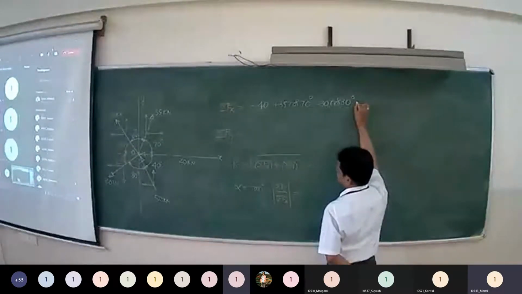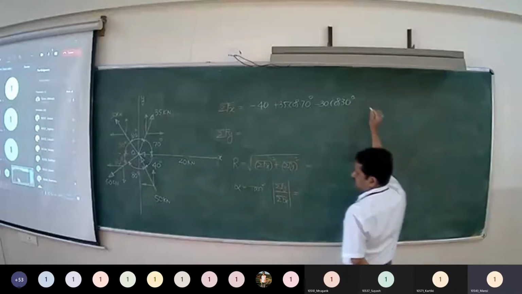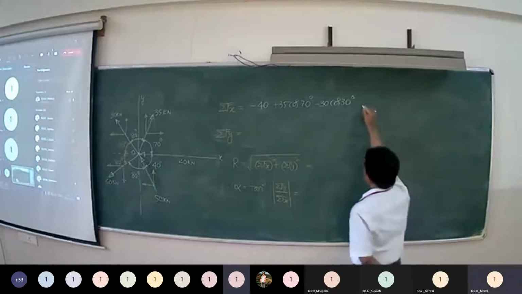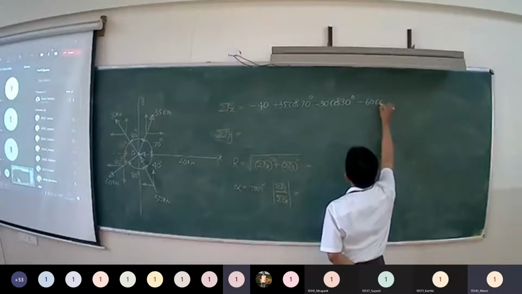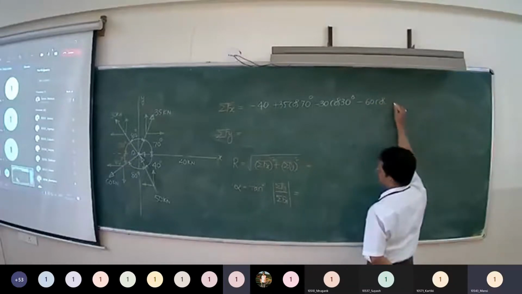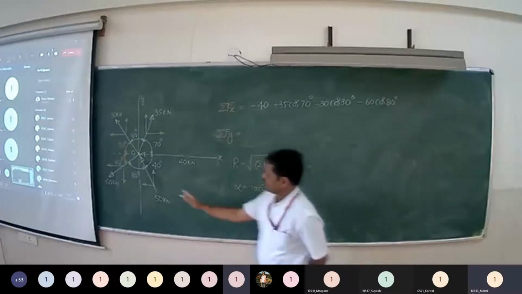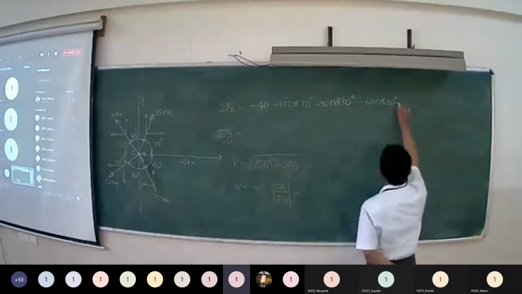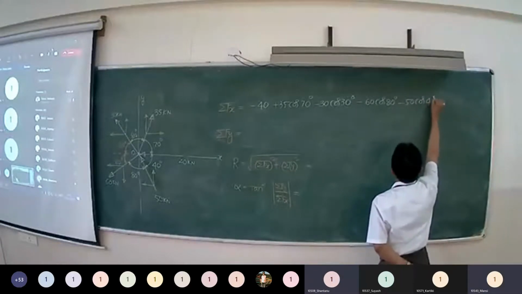Sir, actually the board is not visible and I'm not able to see the angle. But you have the figure with you, no? It is minus 60 cos 80, right? And the x component of 50 kN is again minus 50 cos 40.